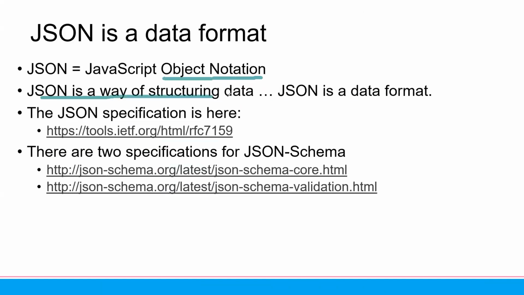JSON is a way of structuring data. So XML and JSON are similar, but the structure is different. JSON is also a data format. We can use JSON or we can use XML to make a kind of data exchange format. The specification of JSON, you can see in this IETF.